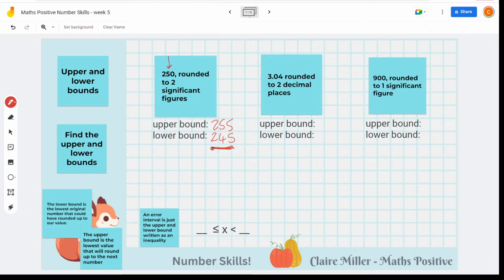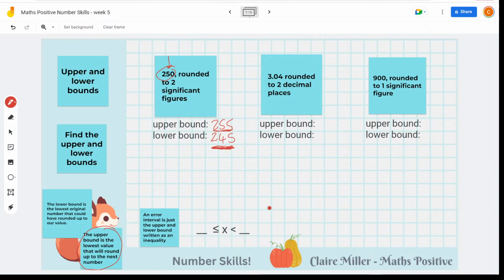If you look at the lower bound, you should see that if you round it to two significant figures, you end up with this answer. It's the lowest number that you could round to two significant figures, and it would be 250. But this one here, you should see, if you round it to two significant figures, it's the lowest number that would actually round up to the next value. It would actually round up to 260. But that's okay. That's actually totally normal.